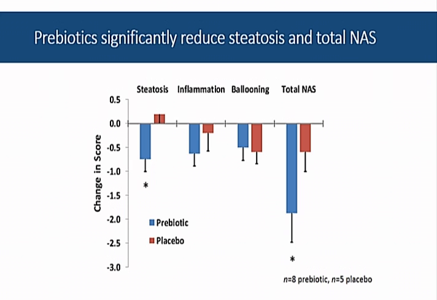Ballooning, there was no change. And overall, when you add up the score, you see a significant reduction in the NAS score in the prebiotic group. And this was significant between the two groups.